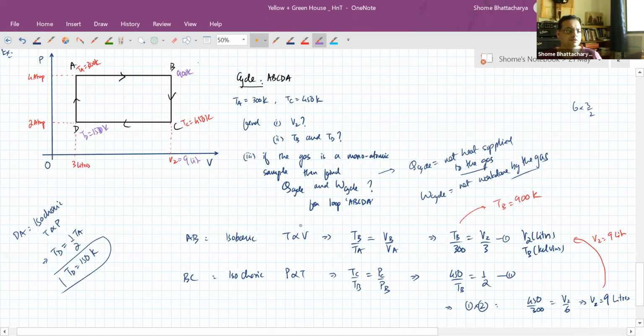And for calculating one of them, which will be easier? Work done will be easier because we have two processes here which are having zero work done. So I don't have to calculate work done in process DA or process BC because they are already isochoric. So I have to just calculate the work done in AB and the work done in CD and do the algebraic sum, and that will give me the net work done. And that's also very easy because it's an isobaric process. So if I have to find Q for the cycle, it's actually easier to equate it with W cycle and calculate W for the cycle.